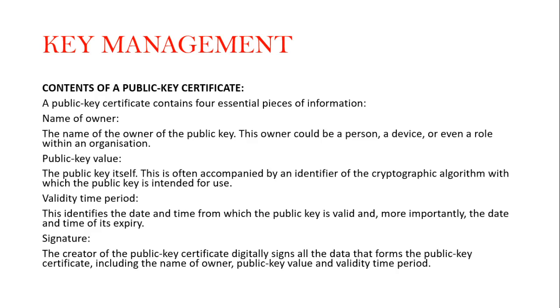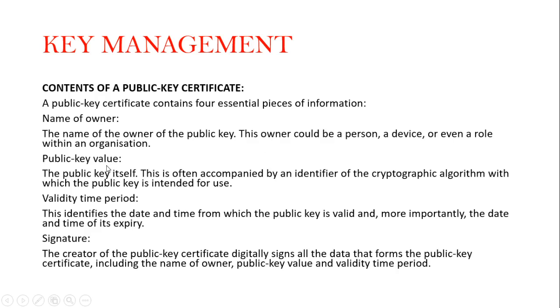So the next very important point: what the public key certificate actually contains. That is the contents of a public key certificate. A public key certificate contains four essential pieces of information: name of the owner, public key value, then validity time period, and then, very important, the signature. First, the name of the owner: the name of the owner of the public key. This owner could be a person, device, or even a role within an organization.